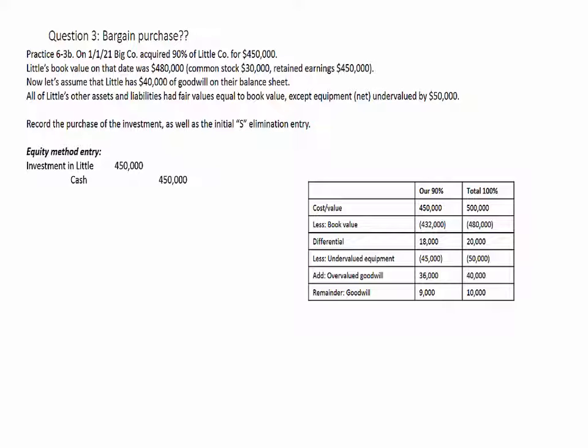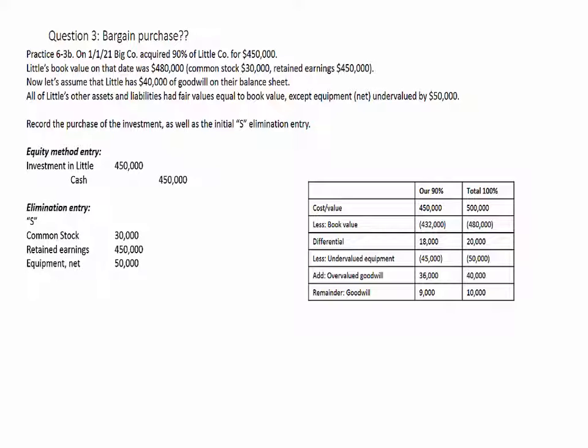In this case, there is no bargain purchase. In fact, we paid a premium over the fair value of the net identifiable assets, so there's going to be some goodwill. So we record the purchase in the usual fashion. We go ahead and do our elimination entries, and again, as always, we eliminate the subsidiary's date of acquisition owner's equity accounts. We record that $50,000 equipment differential, and now we have to deal with the goodwill.